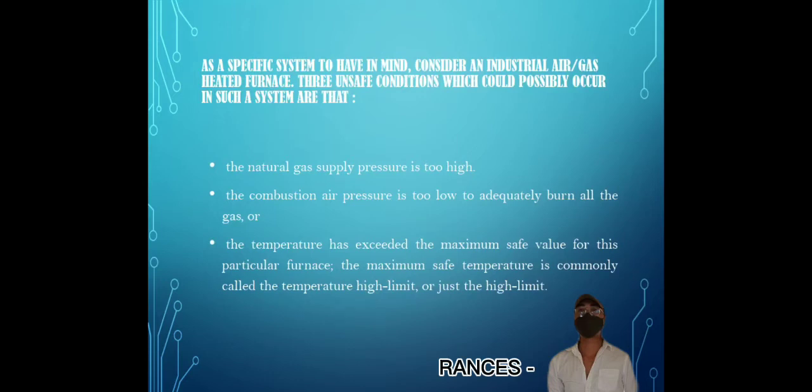As a specific example to have in mind, consider an industrial natural gas heat furnace. Three unsafe conditions which could possibly occur in such a system are that the natural gas supply pressure is too high, the combustion air pressure is too low to burn all the gas, and the temperature has exceeded the maximum safe value of the particular furnace. The maximum safe temperature is commonly called the temperature high limit, or just the high limit.